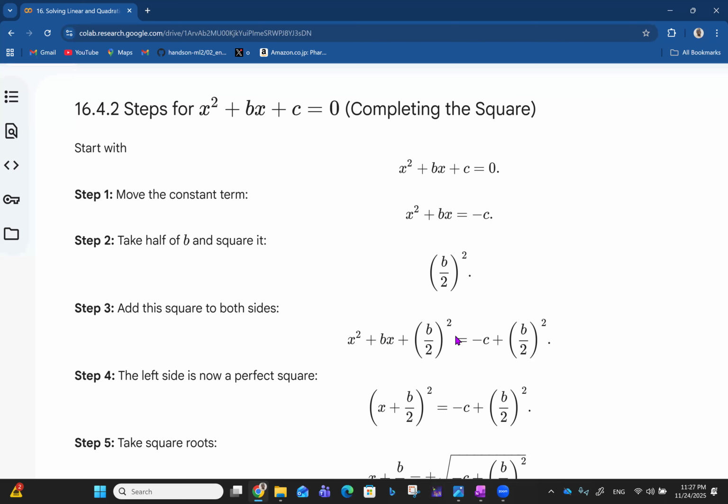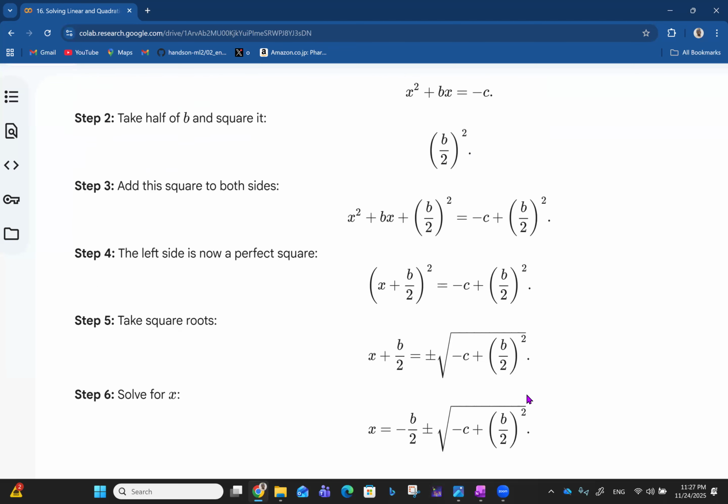Because if you expand this now, you basically get this back because, of course, we have that fast method. So x squared plus 2 times x times b over 2. So 2 cancels it. So we have basically bx. Then plus b over 2 squared. We have this. So we are still good. So that's minus c plus b over 2 all squared.